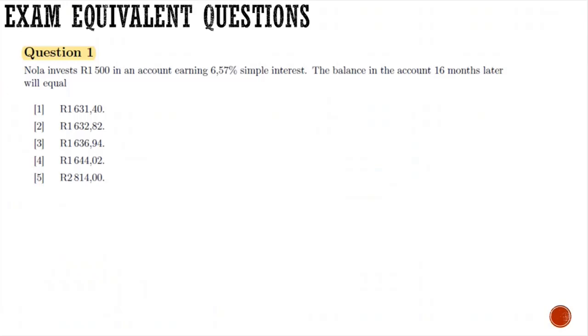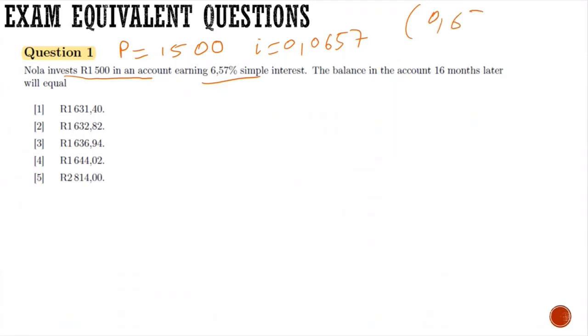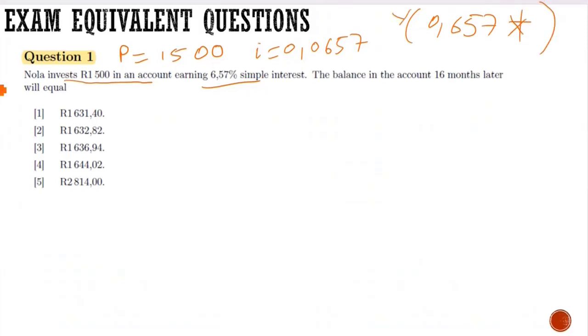This question is saying Nola invests 15,000 into an account. So she is investing it now. So you've got your P is equal to 1,500. She is doing it now. Invest, that is a present tense, earning this amount. So your interest here is equal to 0,0657. Again, don't run into a trap of saying your interest rate is 0,657. These are the common errors that you find. Be careful. Okay, you don't do it like this.